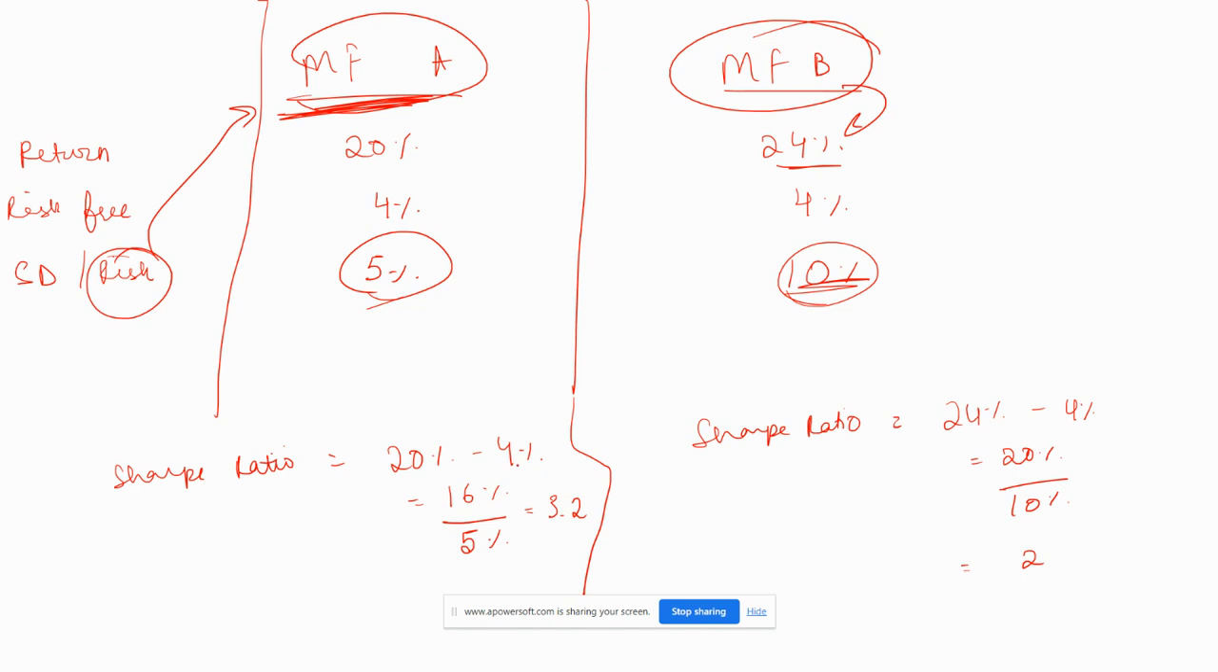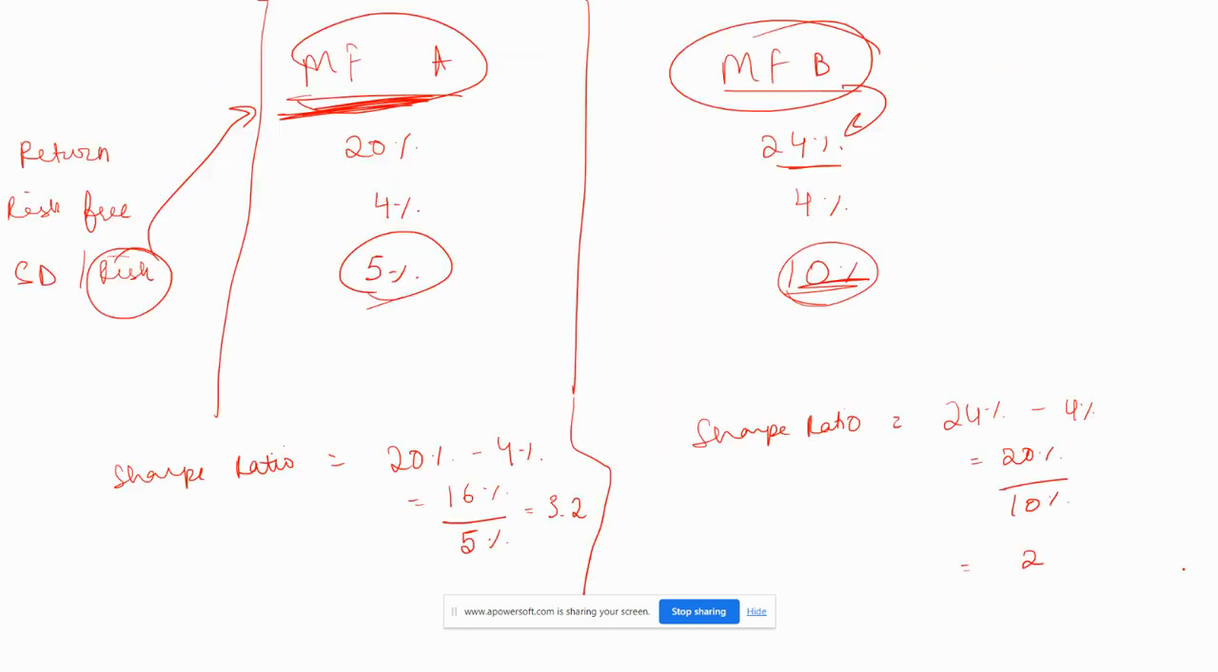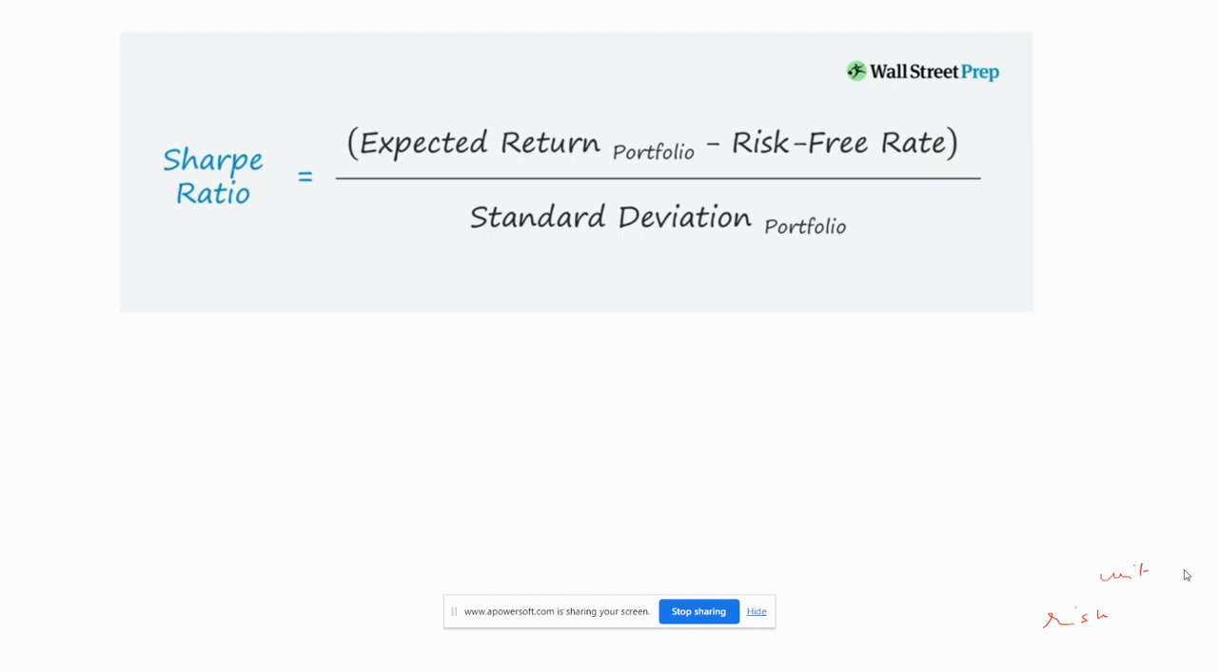So even though I took lesser risk, for per unit risk that I took, I generated 3.2% return. Understand over here, we divided the extra returns by the risk. So I got 3.2, which is 3.2% per unit risk I have generated. And here I generated 2% return per unit risk that I took. Okay, there are some technical issues, but you are understanding the point, right?